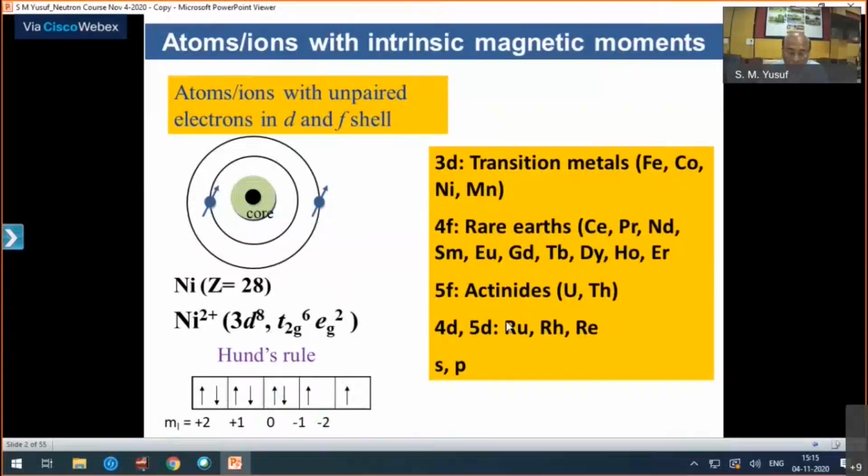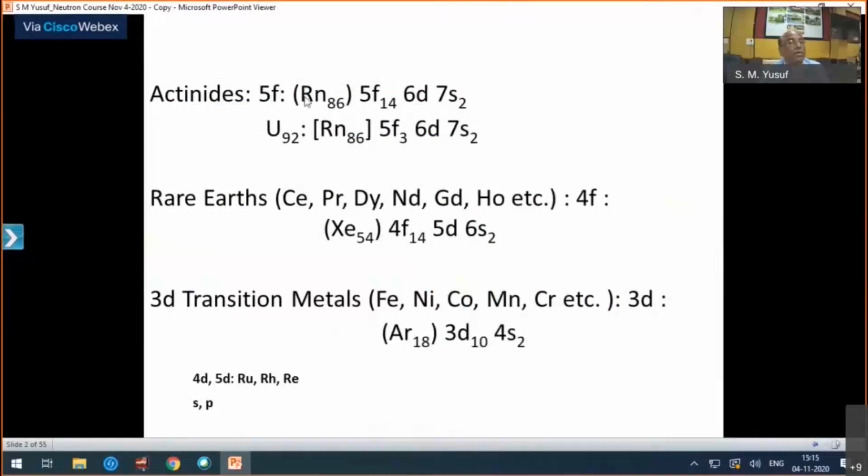But of course, I must tell you that when you put this atom or ion in a material, in an environment where there are other atoms or ions, then Hund's rule may not be applicable, and I will come across some situations. So as I already said, for actinides, this 5f shell is responsible where you have unpaired electrons. For example, uranium 92, I have shown it, and for rare earths it is the 4f shell, and for transition metals it is the 3d shell.